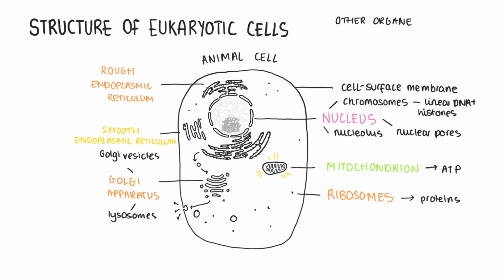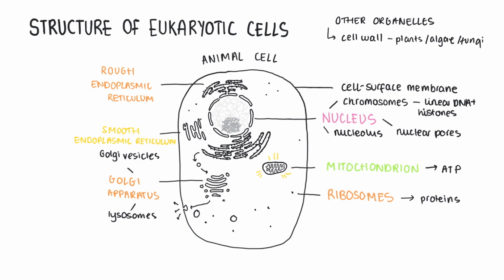So now some organelles that are found in plants, algae and fungal cells. So the cell wall, not found in animal cells, but it is found in plants, algae and fungi. This would be found outside the cell surface membrane. So that's how you know which one's the cell wall. It tends to look thicker and it's outside the cell surface membrane.